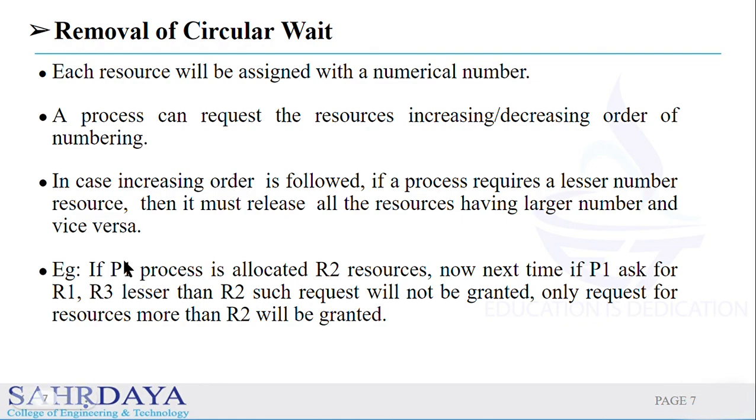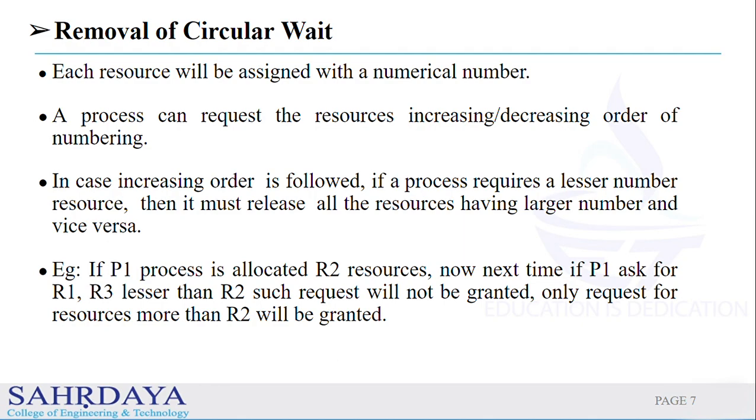Simple. Each resource will be assigned a numerical number like 1, 2, 3, 4, 5. After assigning the numbers, make sure that a process can request resources in either increasing or decreasing order of number. If increasing order is followed and a process requires a lower-numbered resource, then it must release all the resources having a larger number. So a process can request resources in either strictly increasing or strictly decreasing order, and every resource is assigned some number.